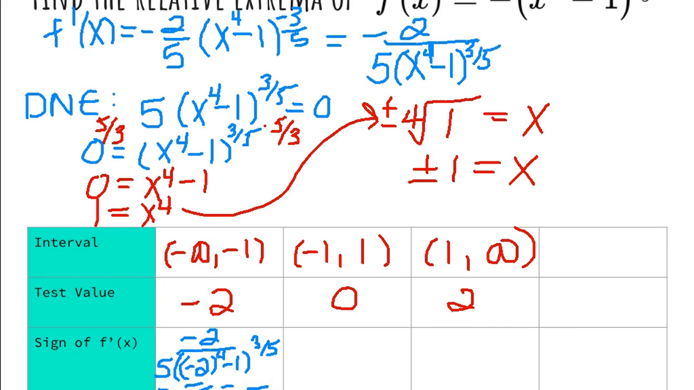So it's decreasing here. If I plug in 0, I get 0 to the 4th minus 1 to the 3/5. -1 to an odd power, well, that's still negative. So I get a negative over a negative. So that's going to be a positive. So it's increasing here. Okay, I put in 2.